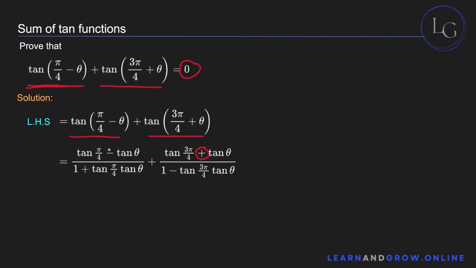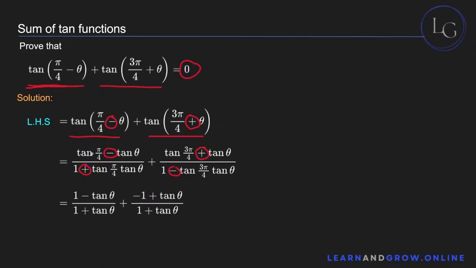Because over here it's minus because this is minus, and over here it's plus because this is plus, right? And in the denominator the signs are just inversed as well. Okay, now this is equal to tan 3 pi by 4 plus tan theta over 1 minus tan 3 pi by 4 tan theta. Fairly simple. Now let's see how it becomes 0.